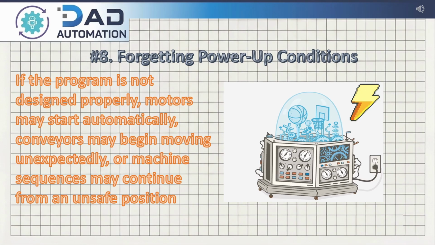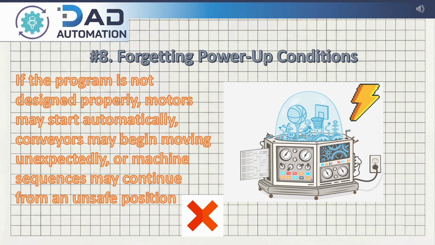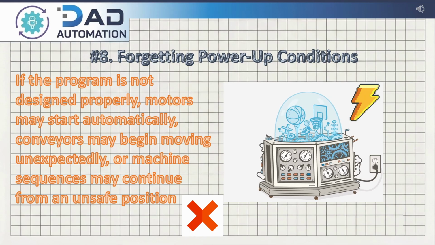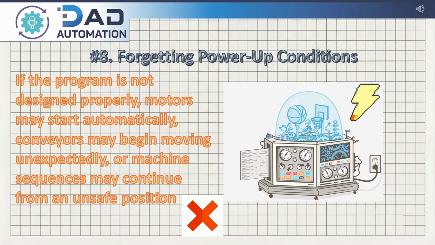For example, imagine a conveyor belt carrying products when a power outage occurs. When power returns, should the conveyor start running immediately? In most cases, the answer is no. The operator should first check that the area is safe and then press the start button.